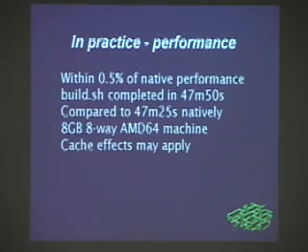Not only did it complete successfully, but the performance of it absolutely amazed me. This is admittedly on a huge, hunky machine at the time, 8 gigabytes, 8-way AMD64. The final performance was within 0.5% of the native performance without iSCSI. Build.sh completed in 4750 compared to 4725. Obviously, cache effects may apply because you have everything there in memory. But being within less than 1% of performance could be down to noise.